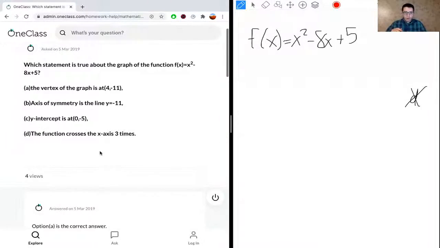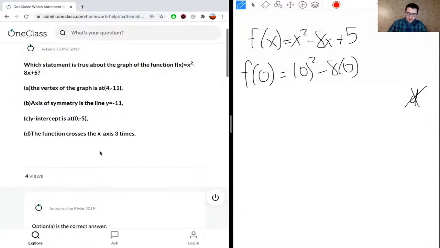We'll look at C. Y-intercept is at 0, negative 5. So to figure out the y-intercept, we can just substitute x equals 0. So f of 0 is 0 squared minus 8 times 0 plus 5. So we end up with positive 5. So here it's saying negative 5, not positive 5. So we know C is also incorrect.